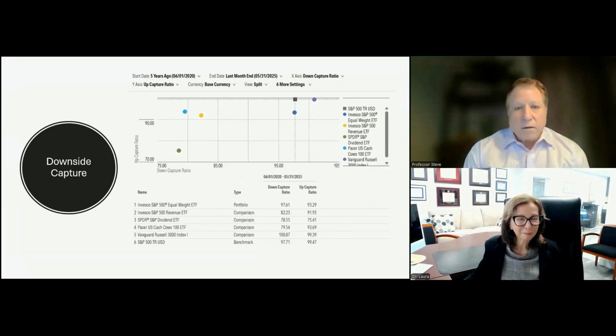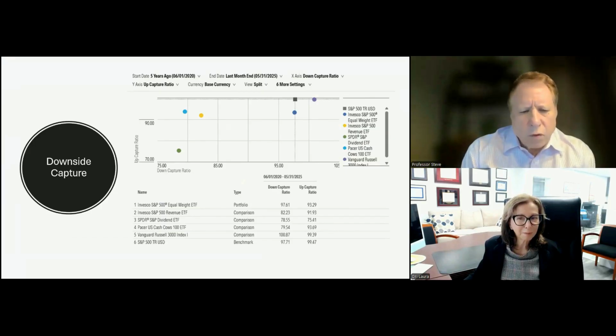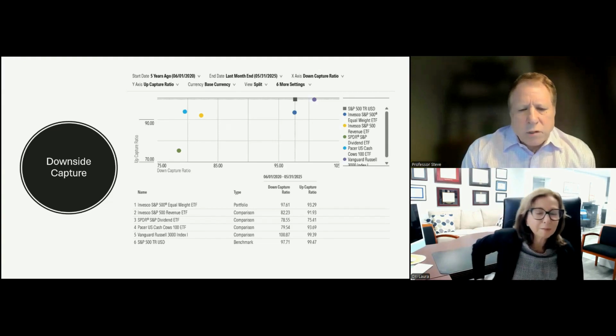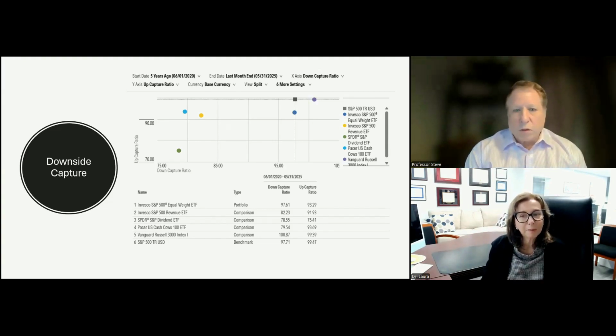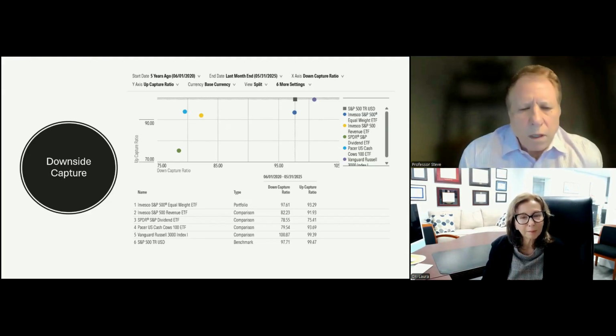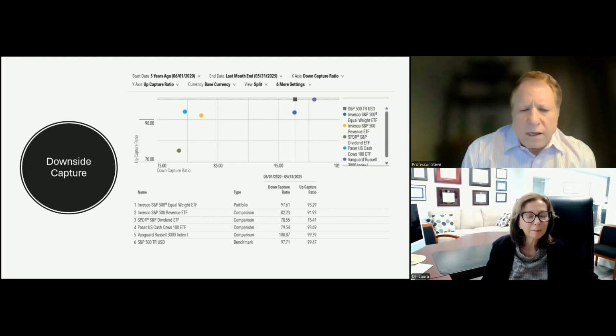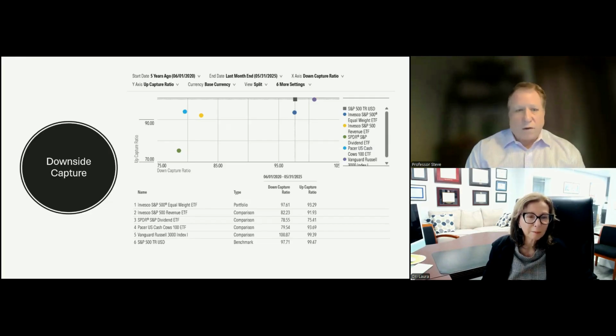So this is something we look at too. We look at something called downside capture. So, for example, we go down to number 2 there on the table. You see the Invesco S&P Revenue Shares ETF, which we own. It's only been capturing about 82% of the downside of the market, which we like. It means it has less volatility on the downside than the market does as a whole. And you can also see the S&P 500 dividend ETF is about 78%, again less downside capture. And also the Pacer U.S. Cash Cows, again less downside capture there too. And that's because these are value strategies, and value strategies tend to capture less on the downside.